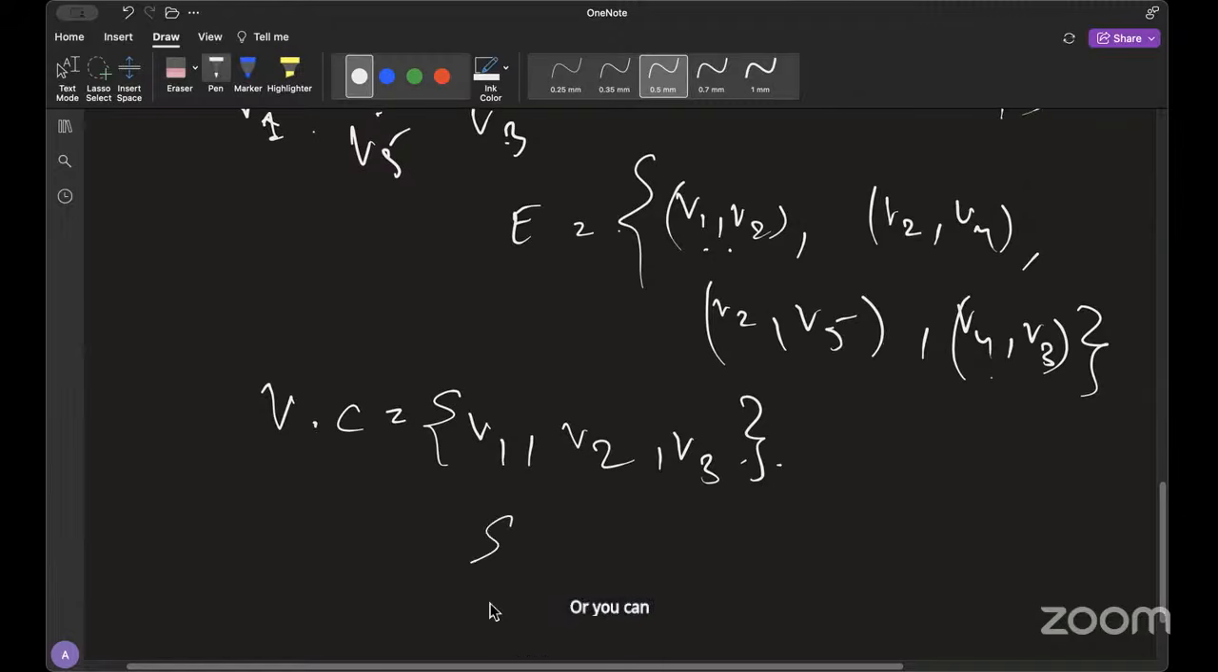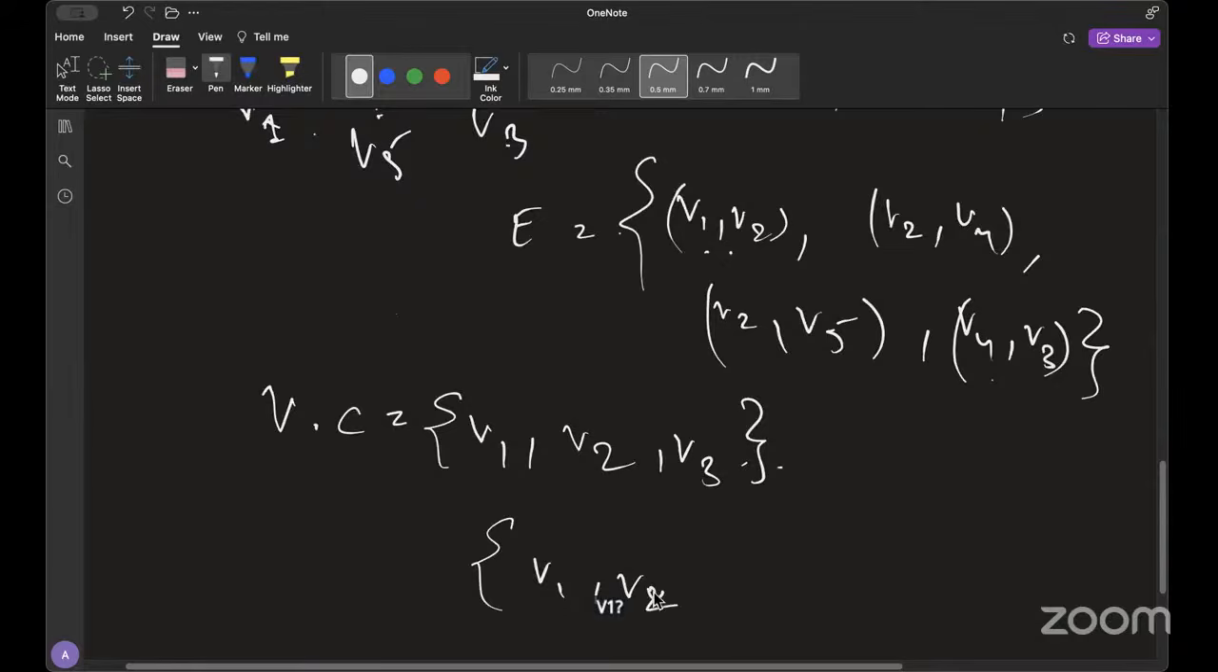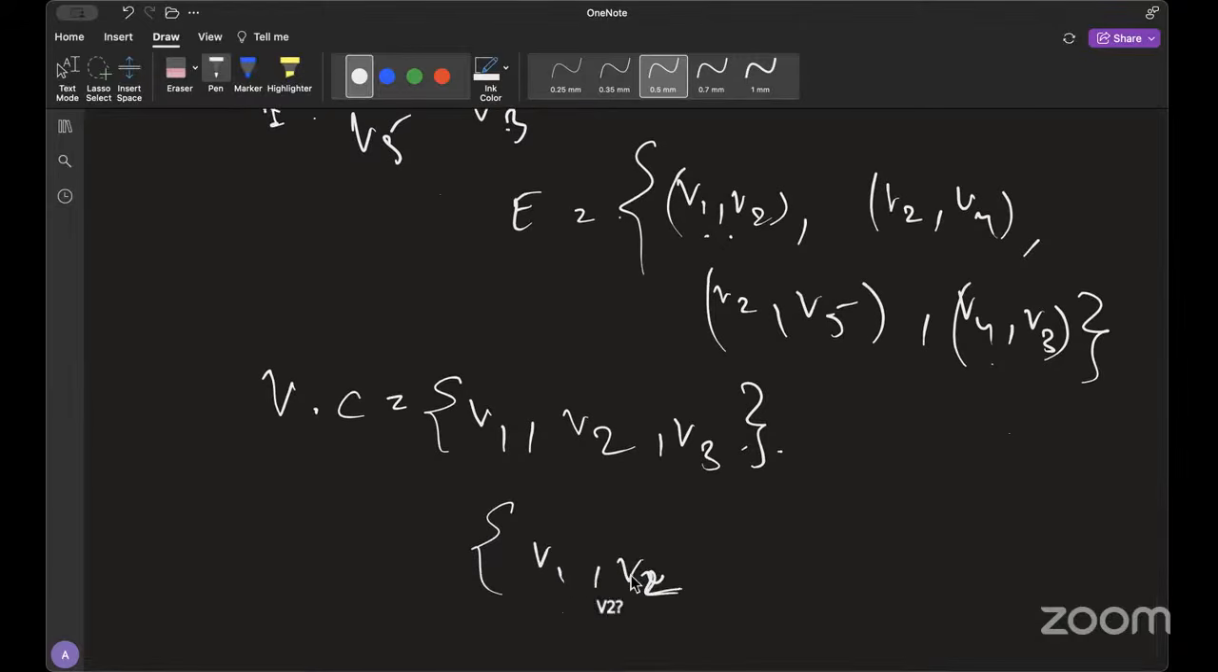Or you can have V1, V2, and you don't need V1, right? Wait, if you have V2, just one second. We can have V2 and V3 because V2 is present. Just one second. There's some connectivity issue from my end. Just one second.